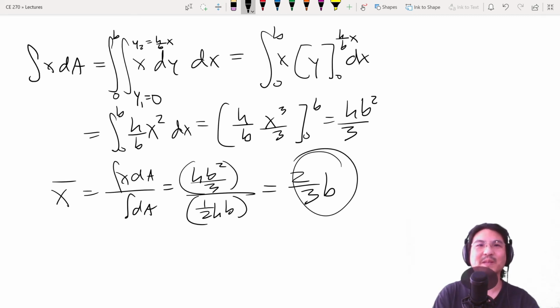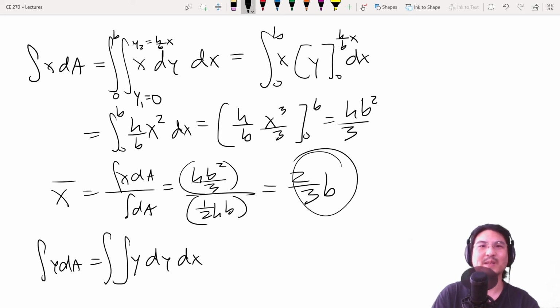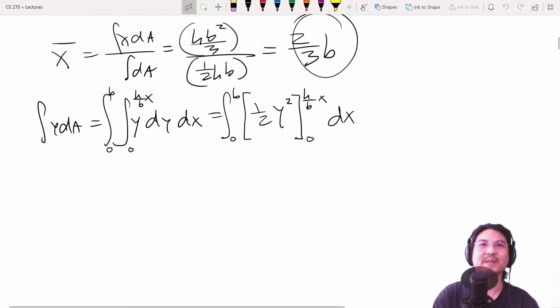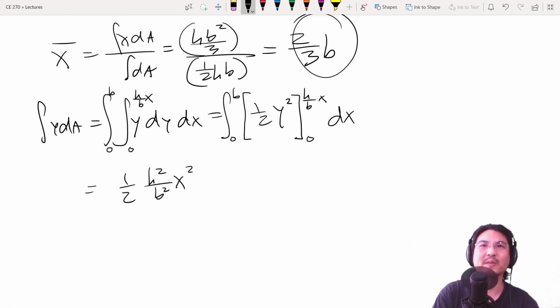Now let's do the other one, y dA. Same setup, dy dx. Let's integrate in the y direction from 0 to h over b x, and in the x direction from 0 to b. Let's integrate y dy: half y squared from 0 to h over b x. Let's evaluate that. So that's half, and we have to square it, h squared over b squared times x squared.